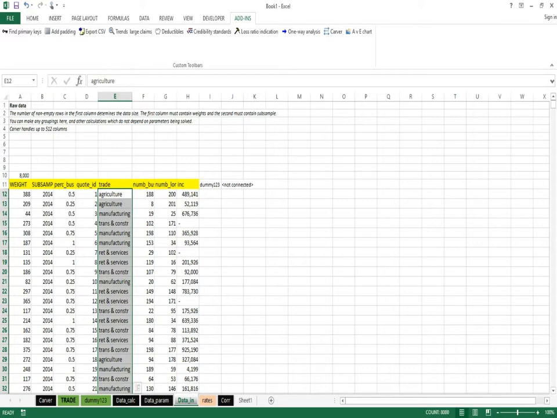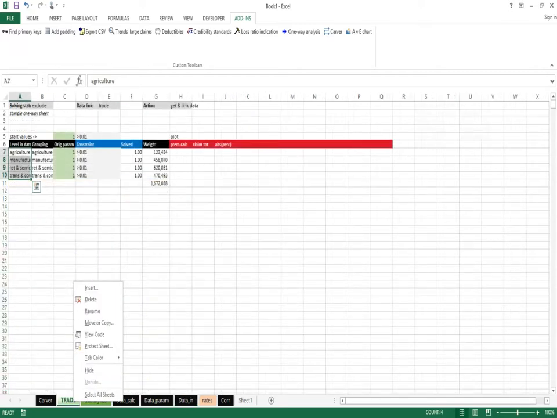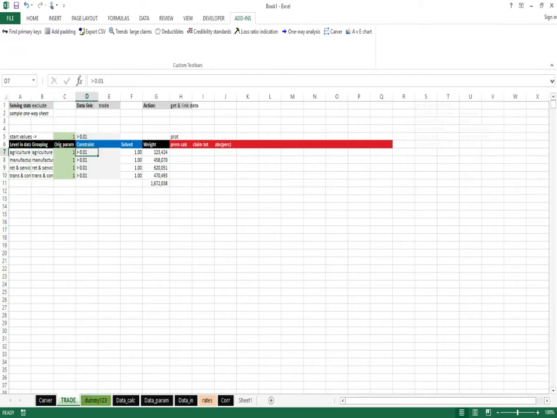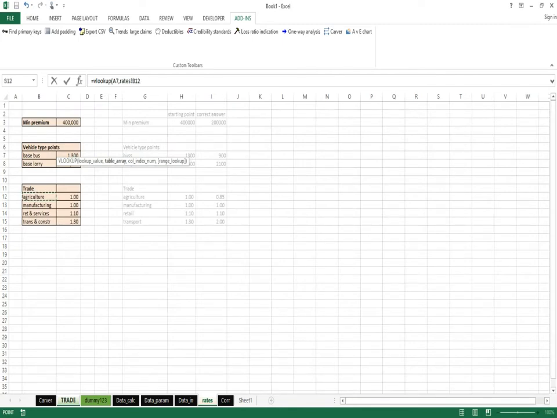So let me go back to the one-way summary. So there are 4 different values. The starting parameter for every trade is 1, and this is the total number of vehicles within each trade. So what I'll do here is I will replace the starting parameter 1 with the actual current rate, and I'll do it using a lookup. So let's look up agriculture and the current rates.